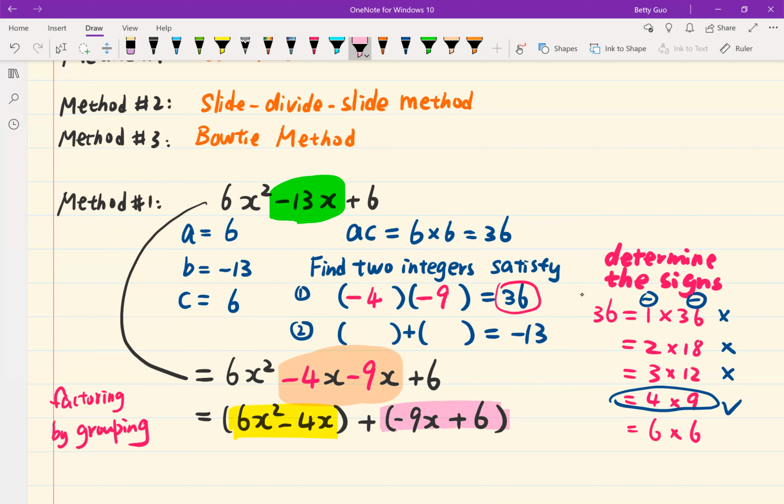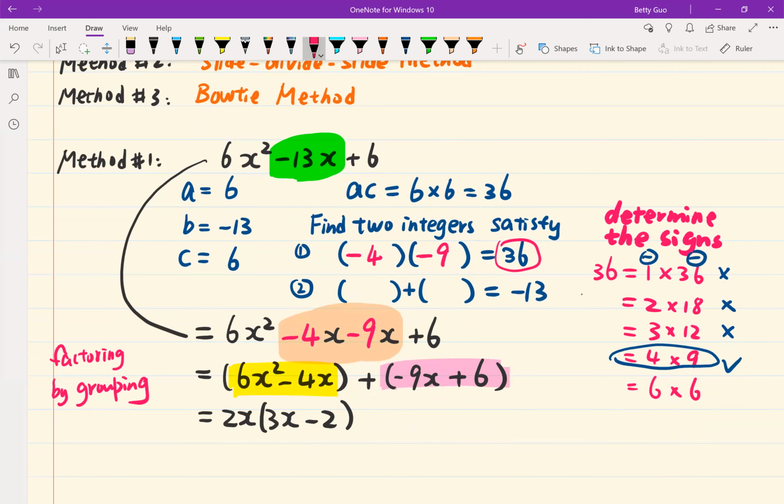For the yellow group, we have 2 terms. The GCF of the 2 terms, 6 and 4, is 2. X squared and x, GCF is x. So for the 2 terms in the yellow group, the GCF is 2x. We factor 2x out. The leftover factor inside the parentheses becomes 3x minus 2. If you are not certain, you can distribute. If you get the original yellow group, then you are fine.